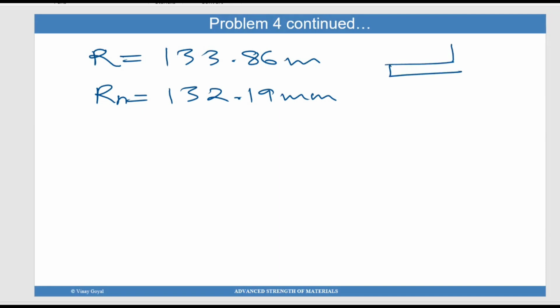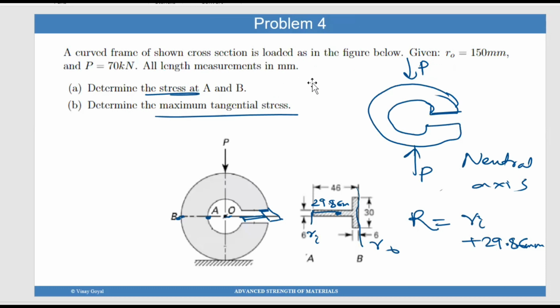So something like this. This is the cross section. Millimeter. Okay. What is Ri? R naught is given. Ri is not given. So R naught is 150 millimeters. So you know what Ri is because Ri is 150 minus 46, right? So you know what Ri and R naught are. So it's 150.